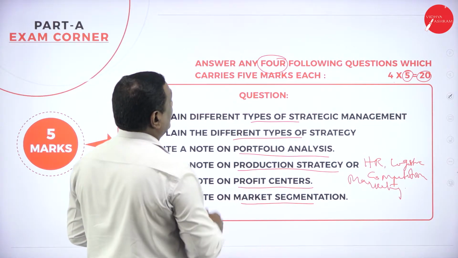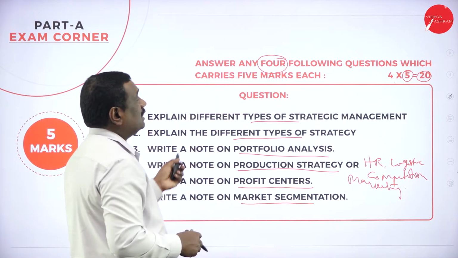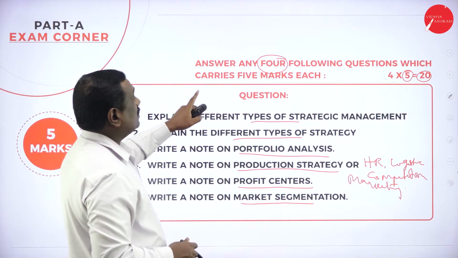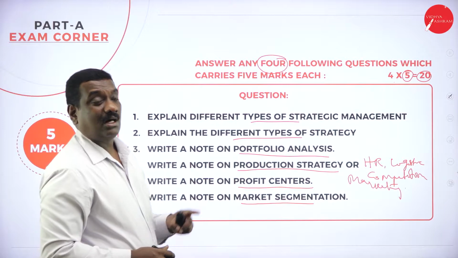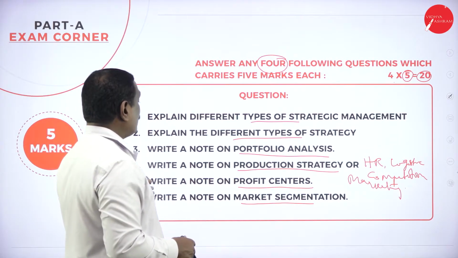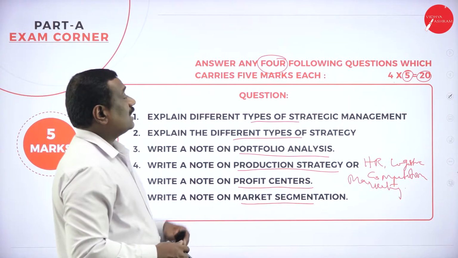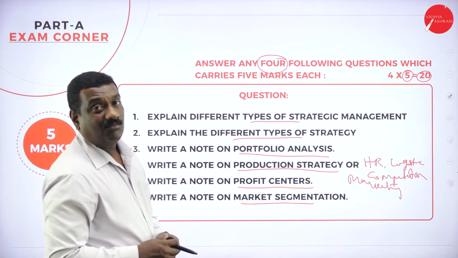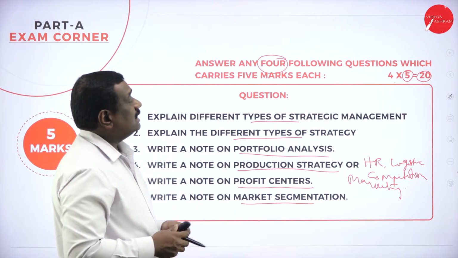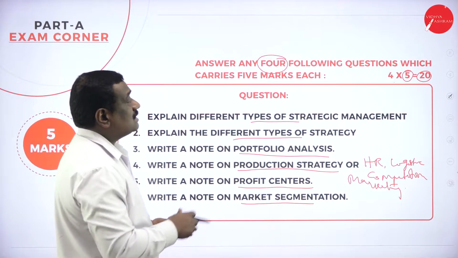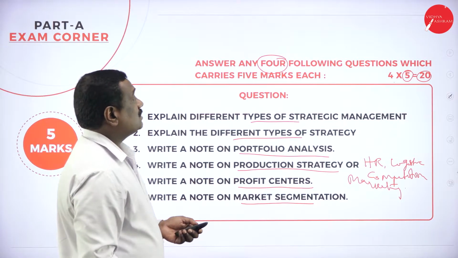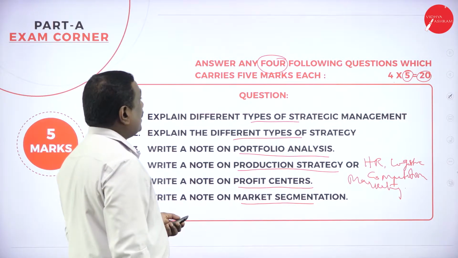As I told you, again repeating, for 5 marks they will ask you to answer any 4 questions. Out of that, they may give 5 questions or 6 questions, and you have to answer any 4. Choices are there, and each carries 5 marks. So it will be 20 marks. So 20 marks you get in this particular part A.